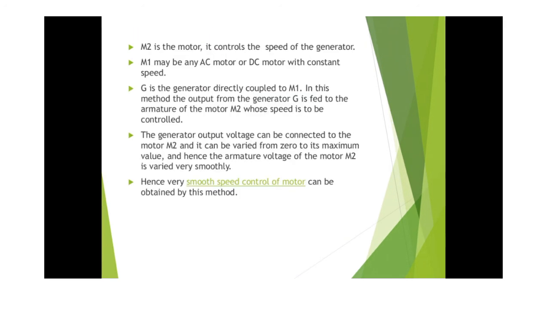The generator output voltage, which is connected to the motor M2, can be varied from 0 to its maximum value, and hence the armature voltage of the motor M2 is varied very smoothly. Hence very smooth speed control of motor can be obtained by this method.